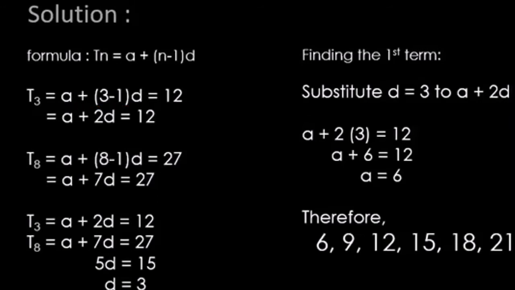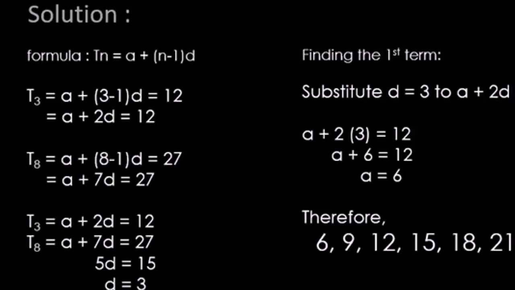And since we don't know a and d, let's leave them unknown. Let's simplify it. That will be a plus 2d equals 12. Now that we're done with the third term, let's go to the eighth term. That will be T8 equals a plus 8 minus 1 d equals 27. So 8 minus 1, that will be 7. So we'll have a plus 7d equals 27.